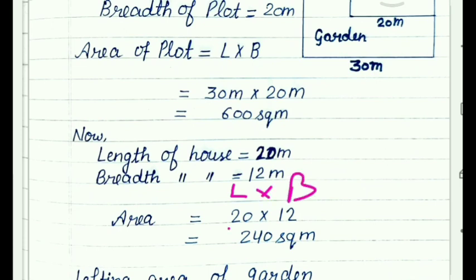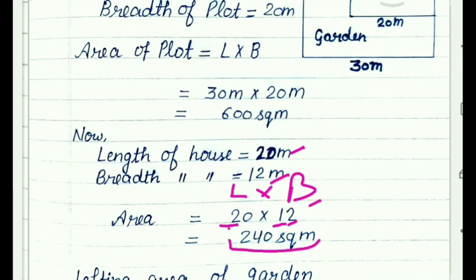What is the length of the house? 20 meter, and the breadth is given as 12 meter. Then simply multiply 12 by 20. You can do it on a rough page also. It will be equal to 240 square meter.